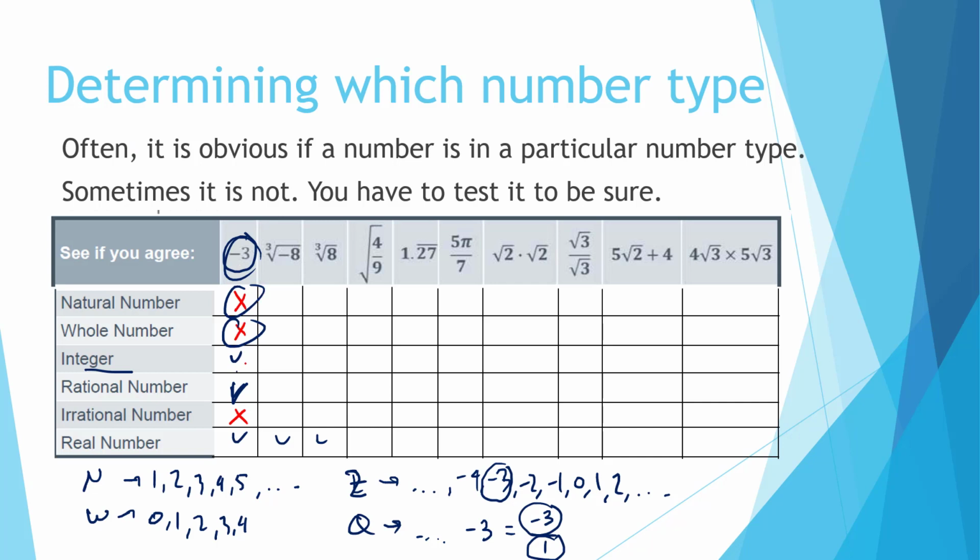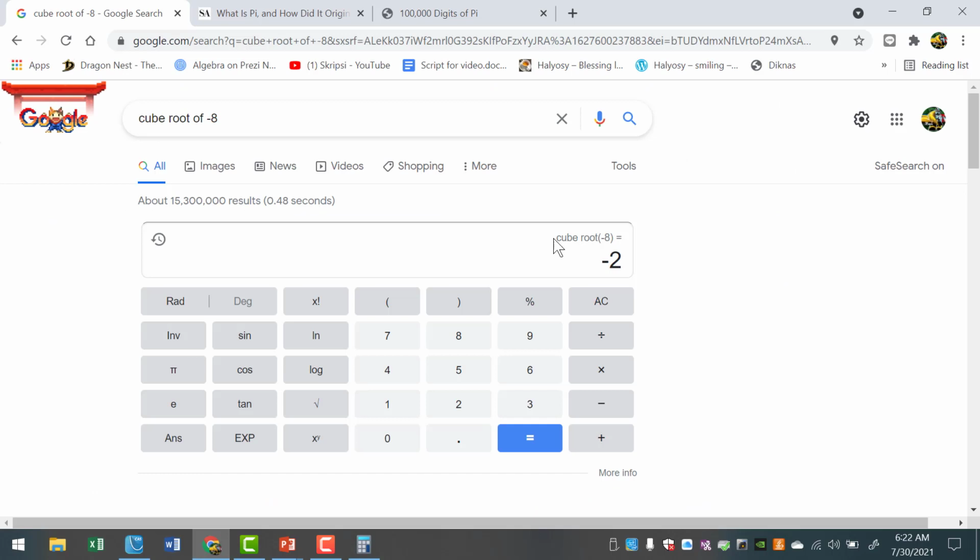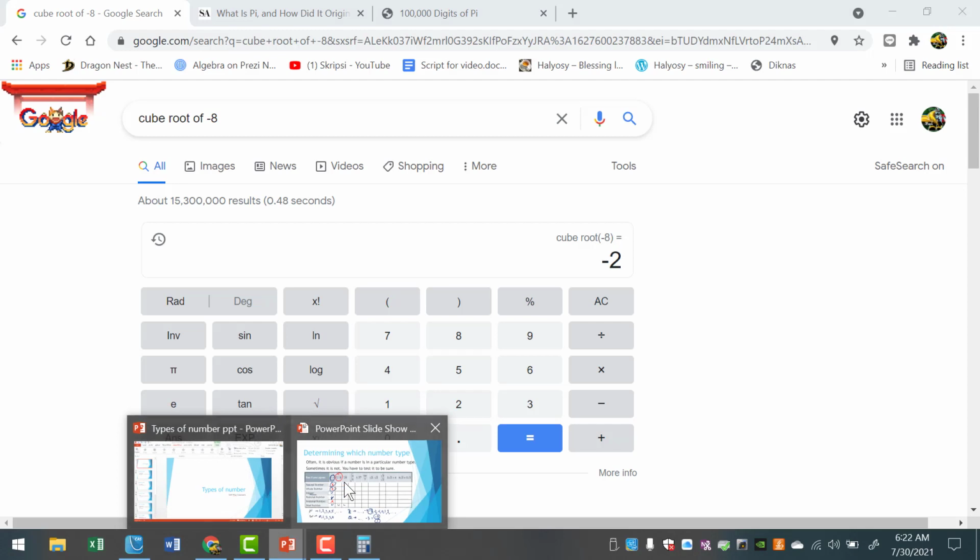Okay, so let's go back to the next one. That's why I need you to have the calculator with you guys. So we have this cube root of -8. In order to know whether this is a natural or whole number or not, you need to simplify this using the calculator. Put this into the calculator, or if you don't have it yet, you can just Google it: cube root of -8. Cube root of -8 is -2.